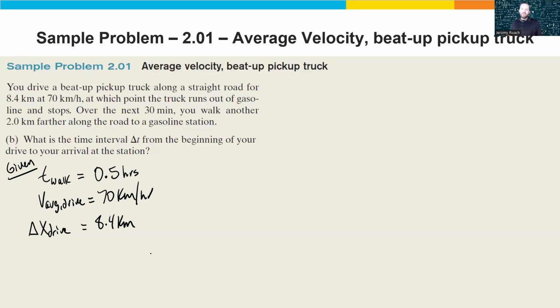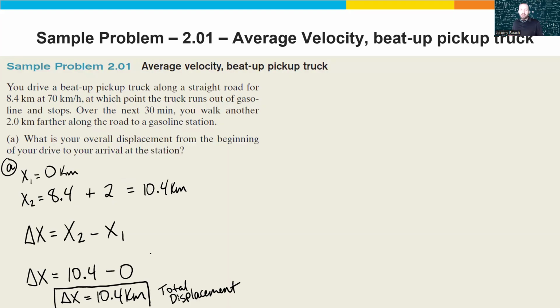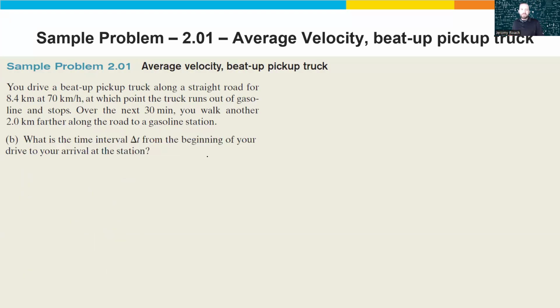Now we want to find what's the time interval from the beginning of our drive to the arrival at the station. So we found part A. That part wasn't too bad. It just says what's the overall displacement from start to finish, from the beginning to the gas station. The next one says what's the time interval from the beginning of our drive to the arrival at the gas station.